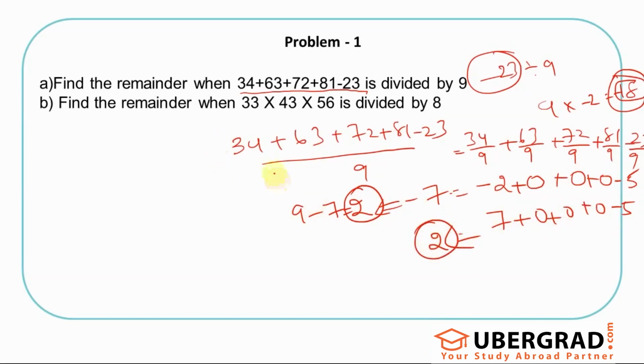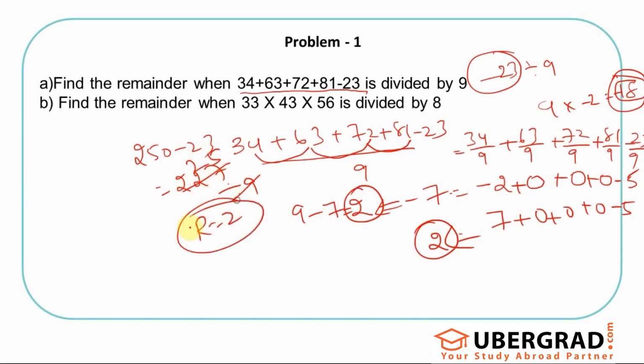Right, just to give an understanding, let's add everything and check it. 34 plus 63 is 97. 97 plus 72 is 169. 169 plus 81 is 250. 250 minus 23 would come as 227. When I divide it by 9, 9 2s are 18, 47. Right? 9 5s are 45. So the remainder is 2, which is 7 minus 5. So that's what we have got in both ways.